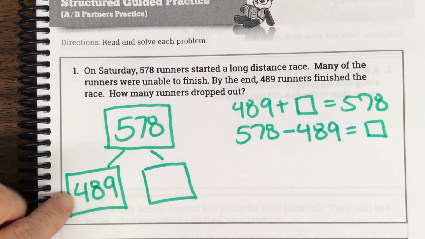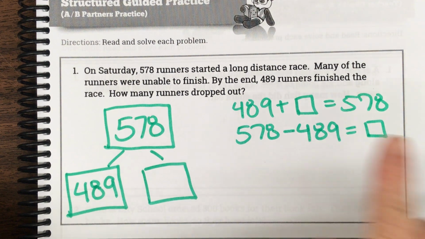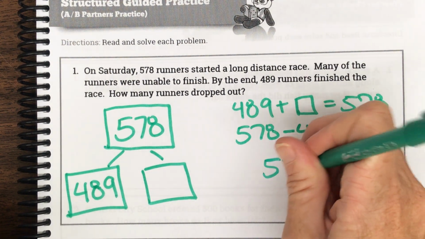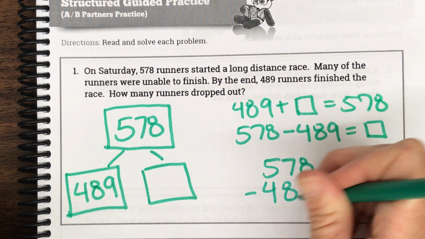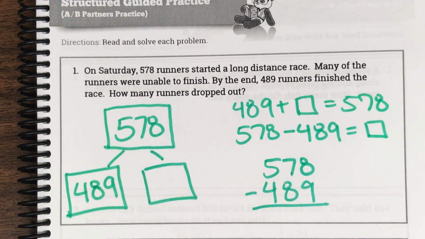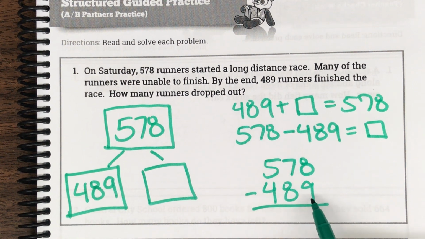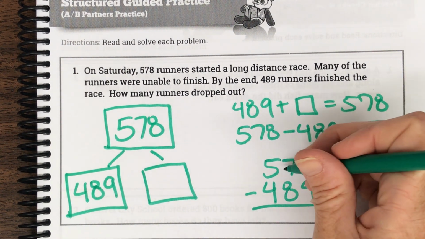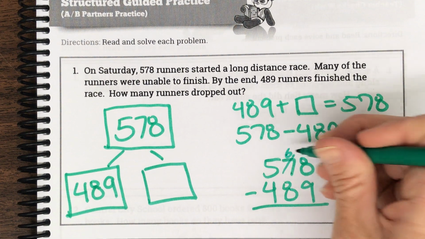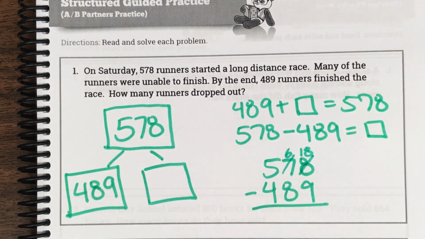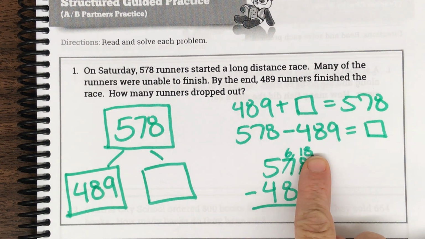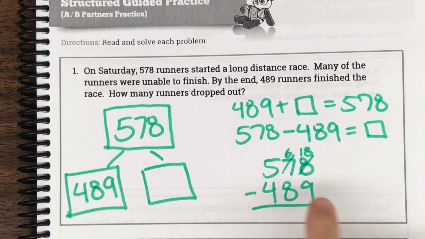Okay, so let's set this up in working form. So we have 578 take away 489. Okay, so we have 8 take away 9. I can't do that, so let's regroup. And this is going to become 6 10s, and this is going to become 18 1s. So we have 18 1s, take away 9 1s is 9.